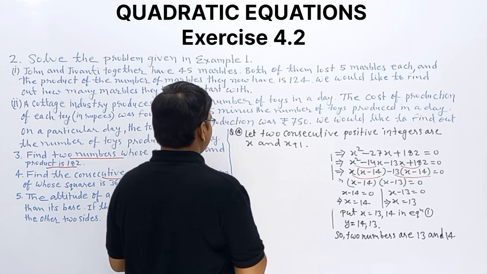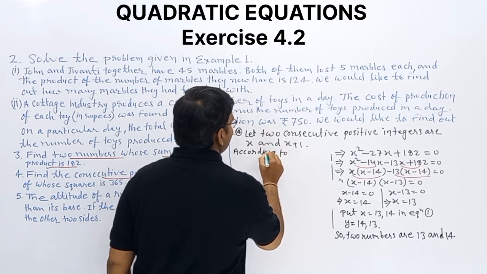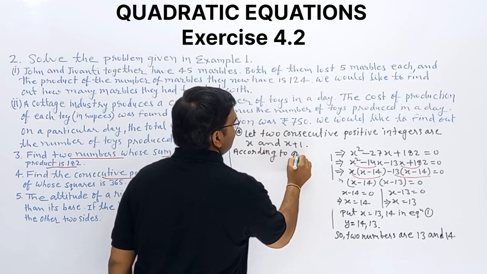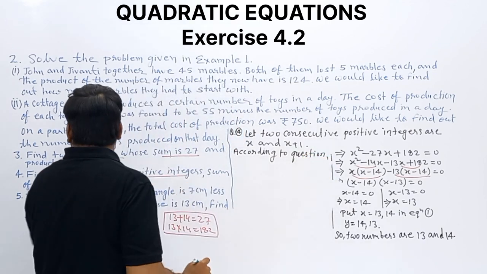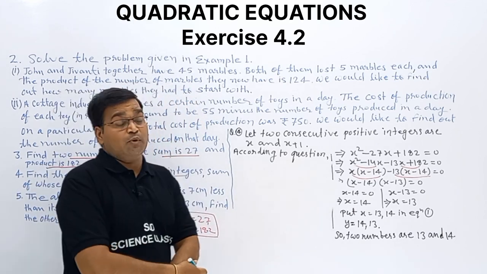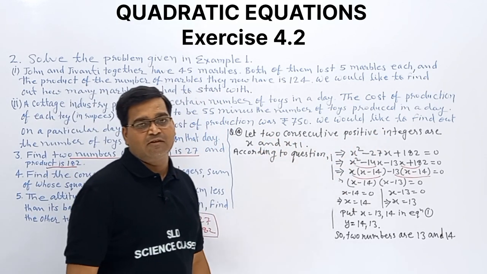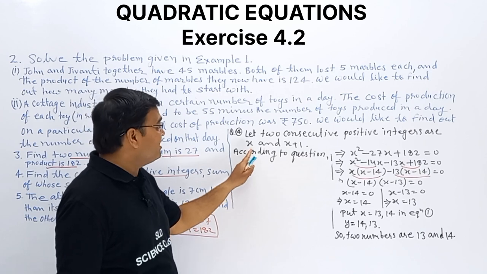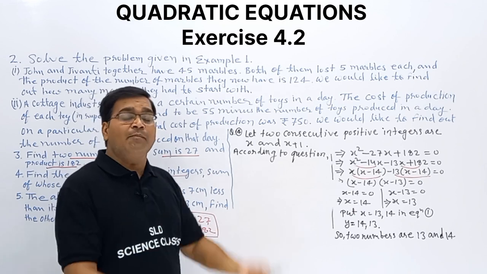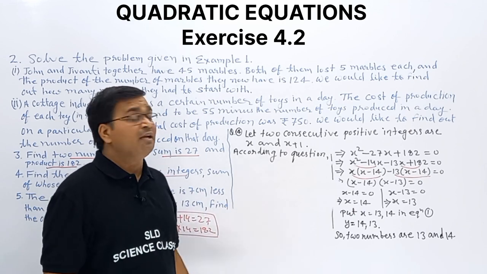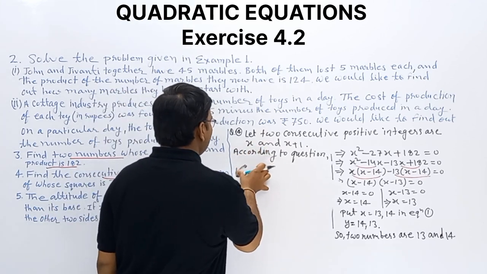According to the question, the sum of whose squares of two consecutive positive integers. What about the consecutive positive integers? We are assuming x and x plus 1 are positive consecutive integers. Their squares' sum, what? The sum of their squares. Do the square. I am doing the square.